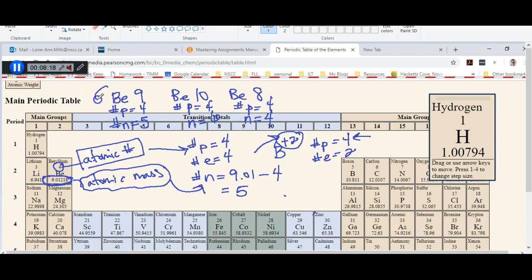So you will see a question on the test where they'll give you the isotope number and they'll ask you how many protons it has, and then you have to figure out the number of neutrons. So it's good to know the difference between all of these.